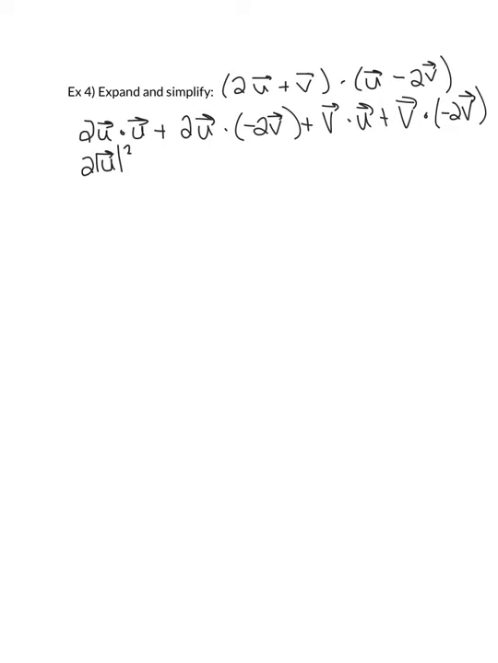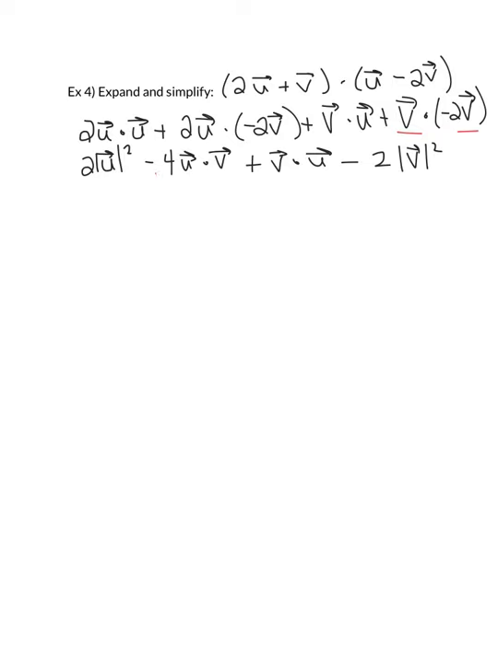Now for the next term, I'm going to look at my coefficients. So 2 times -2, so I'll get a -4. And I'm just going to keep it as u dot v. Plus, I can't do anything with the next one either, so v dot u. And then minus 2, and here again, I have a v dot v. So angle is 0. Cos of 0 is 1. When I plug that into my formula, I'm going to get the magnitude of v squared.